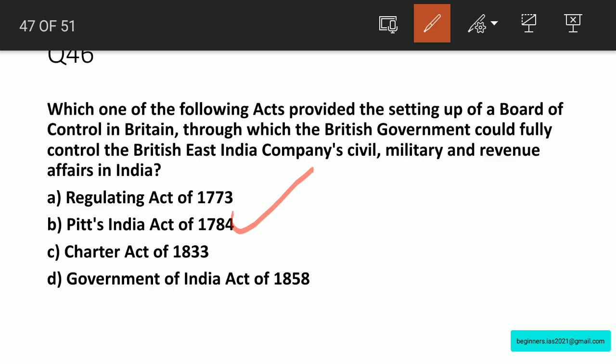So one has to know that this Pitt's India Act is very important. Why is it important? The company's territories in India were for the first time called British possessions in India. And secondly, the British government was given supreme control over the company's affairs and administration in India. So these are the important things one has to remember. That is, the Board of Control was to supervise and direct all the operations of the civil and military government and revenues of the British possessions in India. This Pitt's India Act of 1784 alone provides for that. So let us move on with 47.